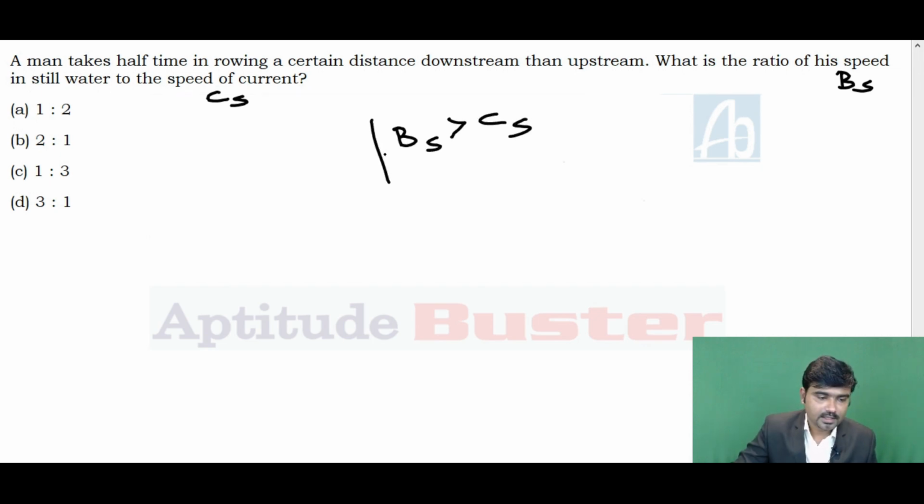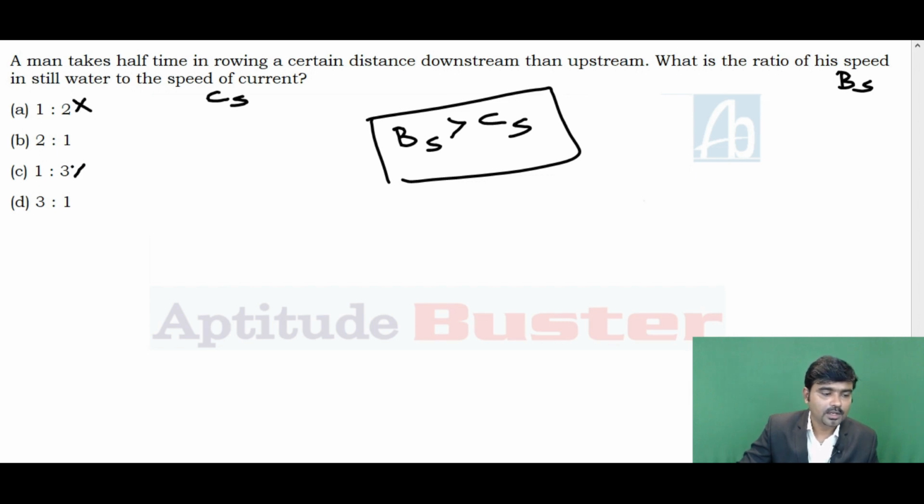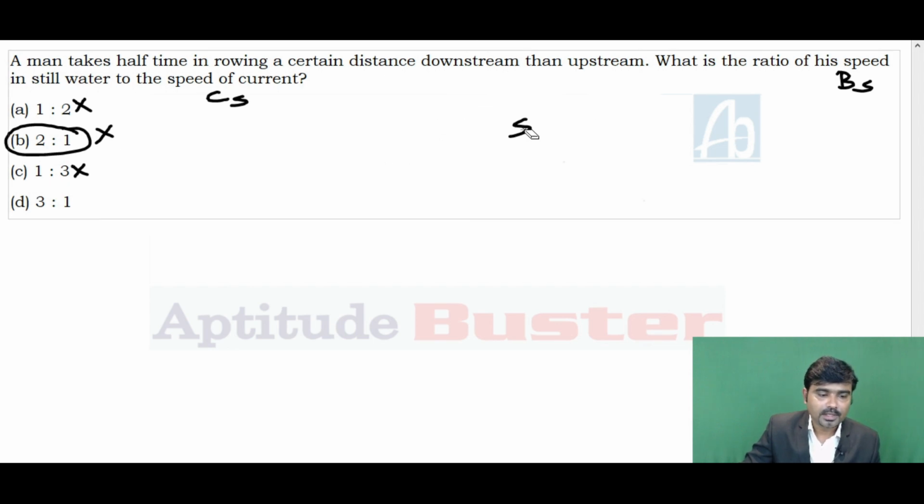In that case, you can eliminate 1:2 and 1:3. Easily you can eliminate two choices, and 2:1 and 3:1 is left out. You can eliminate 2:1 once you understand the boats and streams concept. Later I'll tell you how to eliminate this answer choice. Now I'll tell you the normal method to find out the answer for this question.